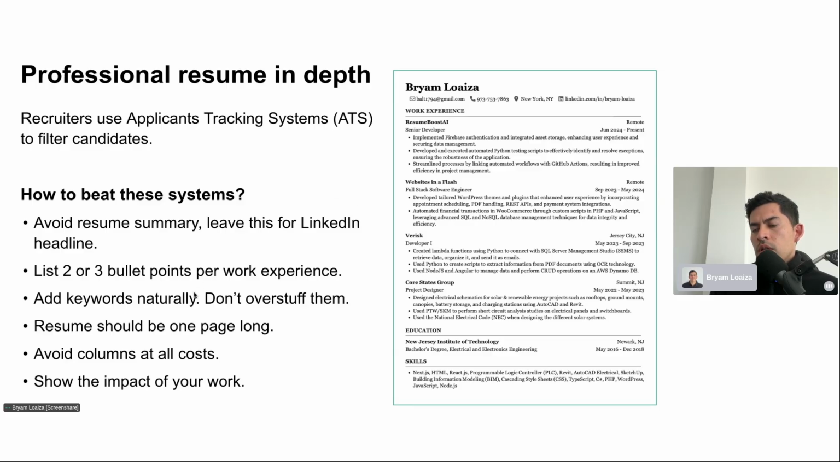Let's see. Keywords, naturally, talked about that. Resume, one page. Avoid columns at all costs. I already explained why. It's because of the parsing. It also makes it difficult to read for people. So show the impact of your work, and the framework that I talked about.